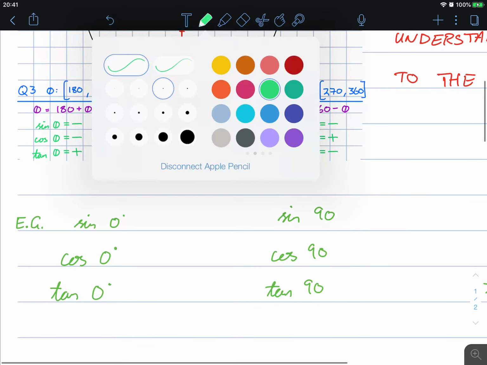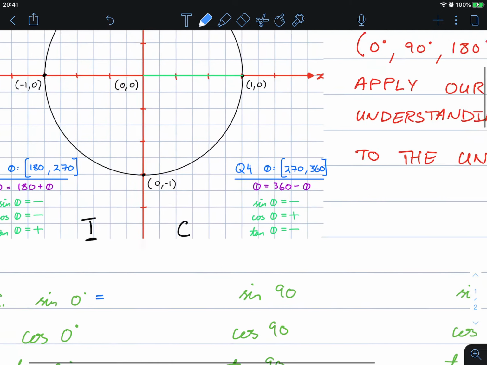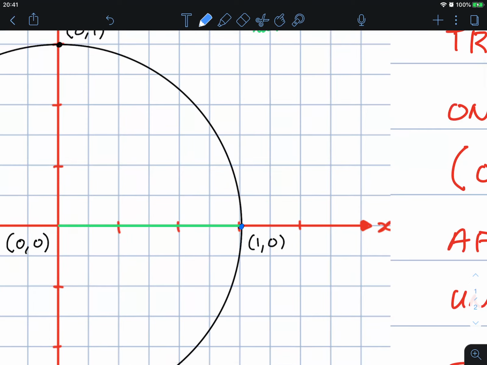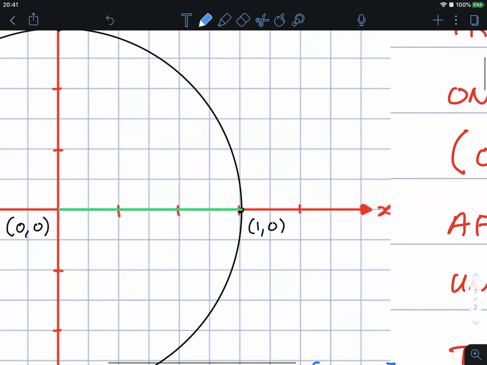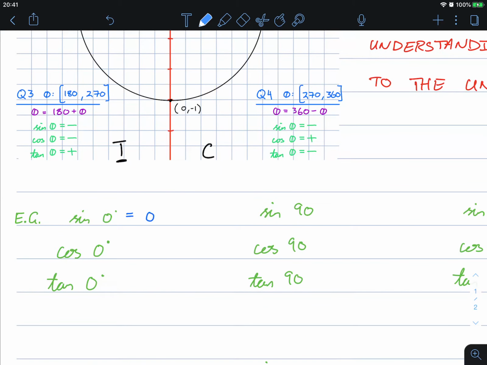Now, because we know that sine refers to the y value at that angle, what is the y value at this point here? Well, normally, if we had, let's say, an angle like this, we take the y value of that coordinate. But because we have an angle of 0 degrees, the y value of that angle is actually 0. So sine of 0 degrees is 0.